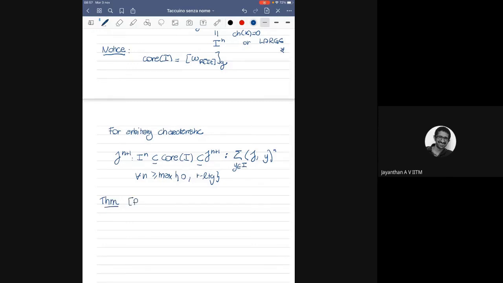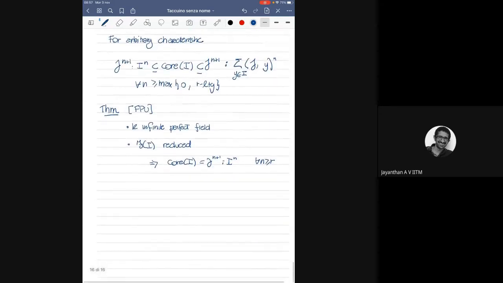With Polini, we could look at the case of arbitrary characteristic, and we could prove that if K is an infinite perfect field with a mild restriction on the special fiber, let me say if the special fiber is reduced, then the formula indeed works. So the core of I is what you want, J^{n+1} colon I^n for every minimal reduction J and for every n bigger than or equal to r. So you can still write the core with the expected formula.